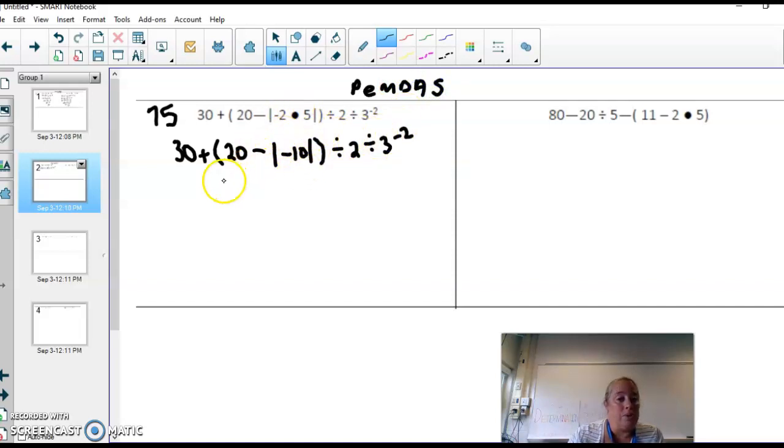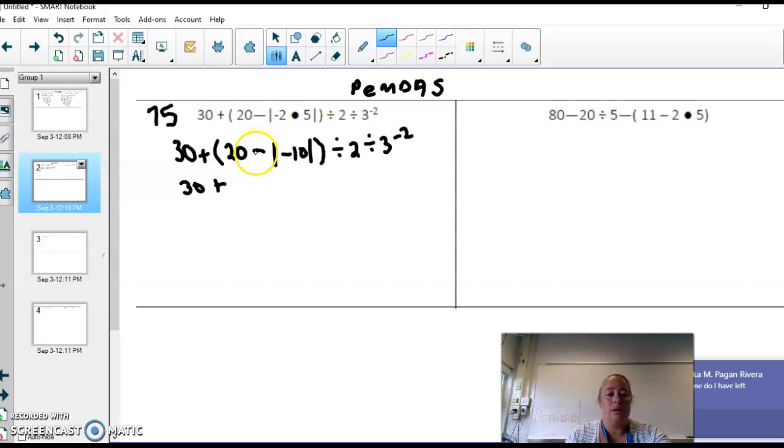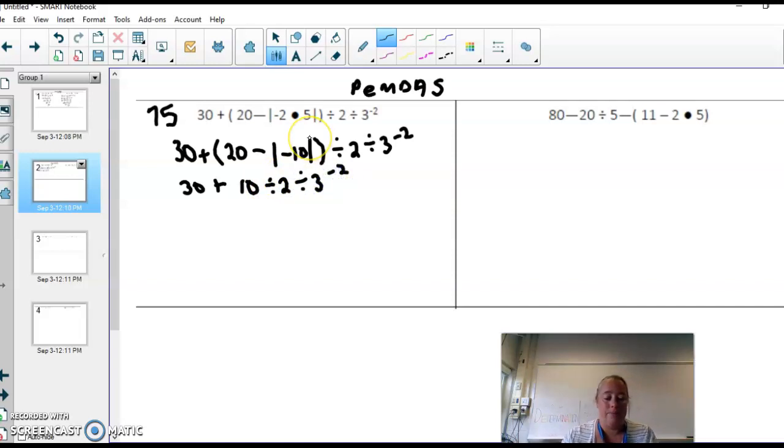Okay, continue with parentheses. So 30 plus. Okay, absolute value of negative 10 is 10. 20 minus 10. 20 minus 10 is 10. Divided by 2, divided by 3 to the negative second. Okay, all done with parentheses. Now I'm going to go to exponents. 30 plus 10 divided by 2, 3 to the negative second is 1/9.